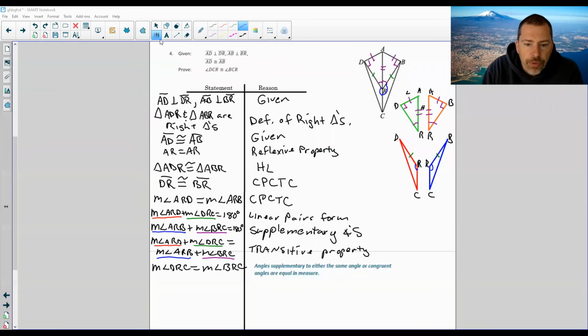Okay, these are really lengthy proofs that they're giving us. So there it is: angles supplementary to either the same angle or congruent angles are equal in measure. So now angle DRC is congruent to BRC. So therefore we now have a side. I haven't been labeling these. We have a side and we have an angle. So now we just need another side or another angle. But if you see, RC is equal to itself. Oh, look at that. So now I can say RC is congruent to RC. Reason, reflexive.